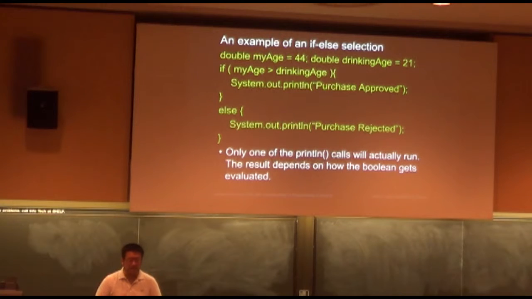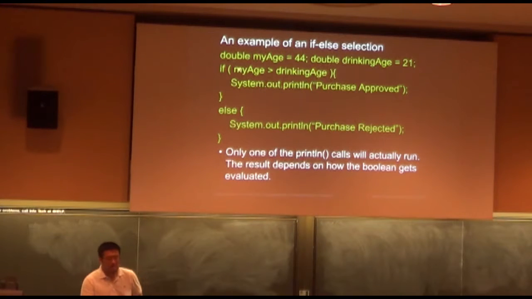Okay, so let's look at an example of the if-else condition. I could have my age equal to 44 and the drinking age equal to 21. If my age is greater than the drinking age, then I can print out purchase approved, and if not, then I can print out purchase rejected. So you can see how if I have this evaluated to true, or if I have it evaluated false, it's only going to print out one of those two things, but it will definitely print out one and not both of them.